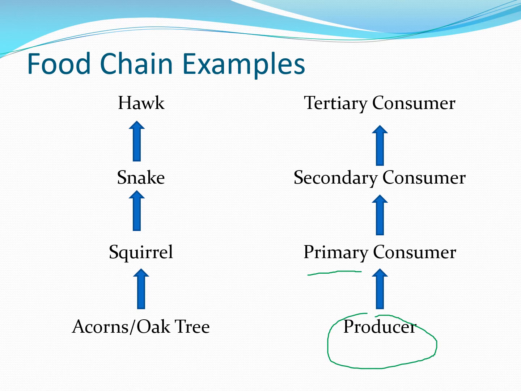And then along comes a snake that eats the squirrel. It eats second, so it consumes second. Sometimes we call them carnivores, but secondary. And then tertiary means third. Along comes the hawk, it eats the snake, it eats third, so it's the tertiary consumer. Remember, the arrows are always important. The arrow points at who's getting the energy. So the energy is going from the producer to the primary consumer. So the arrow always points at who's doing the eating, who's getting the energy.